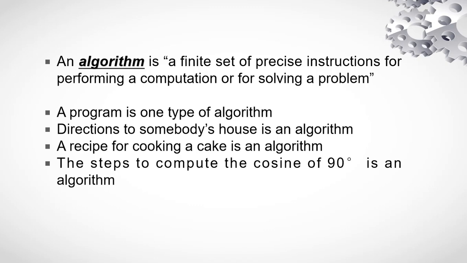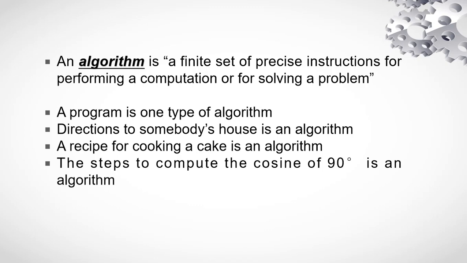Another definition of algorithm: it is a finite set of precise instructions for performing a computation or for solving a problem. When we say finite, it means it is countable. Okay, the number of steps of the algorithm must be countable. It will end at a certain point. A program is one type of algorithm.